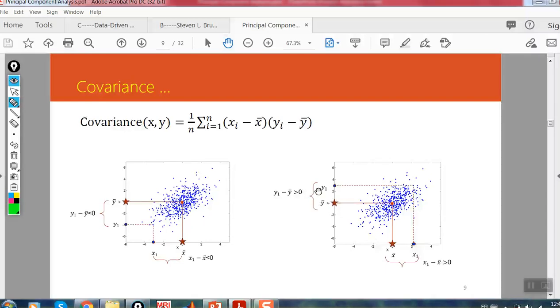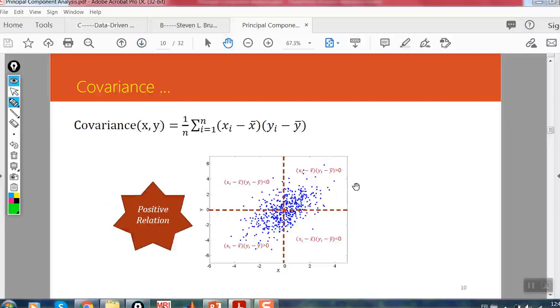The distance between y1 and the mean is positive. It is related, y1 is related to this area. And if x1 is also related to this area, the distance is positive. But in the left figure, pay attention to the location of data. It is related to this area. Okay.